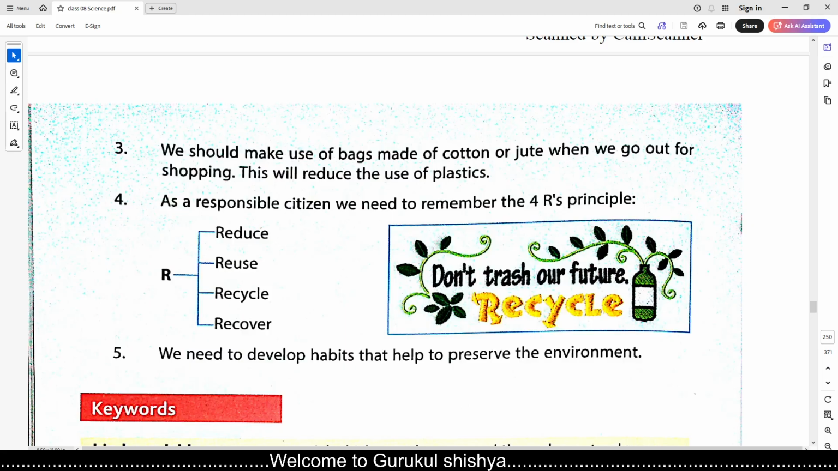As a responsible citizen, we need to remember the 4 Rs principle: reduce, reuse, recycle, recover. We need to develop habits that help to preserve the environment.